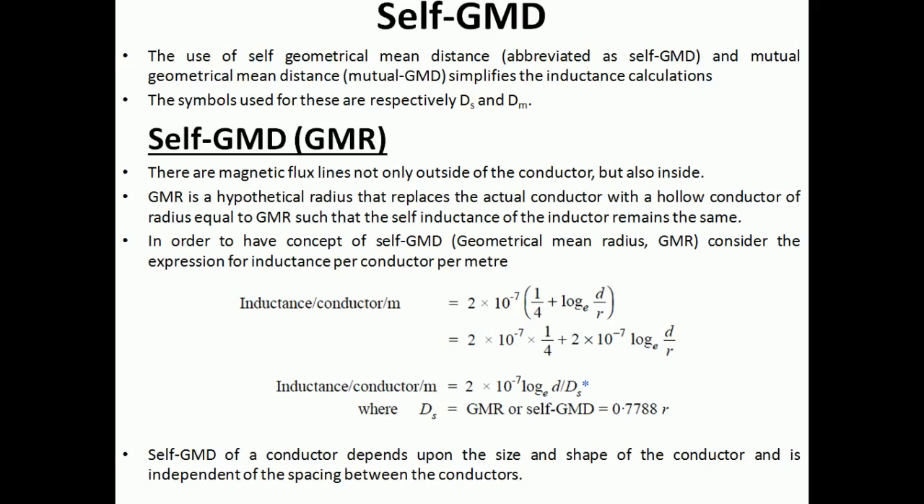From this relation of self-GMD or GMR, I can easily say that self-GMD of a conductor has a dependency on the shape as well as size of the conductor, and it does not have any dependency on the distance between the two conductors, which is represented by small d. From this relation you can very well see that this self-GMD's relation has no dependency with the term small d.